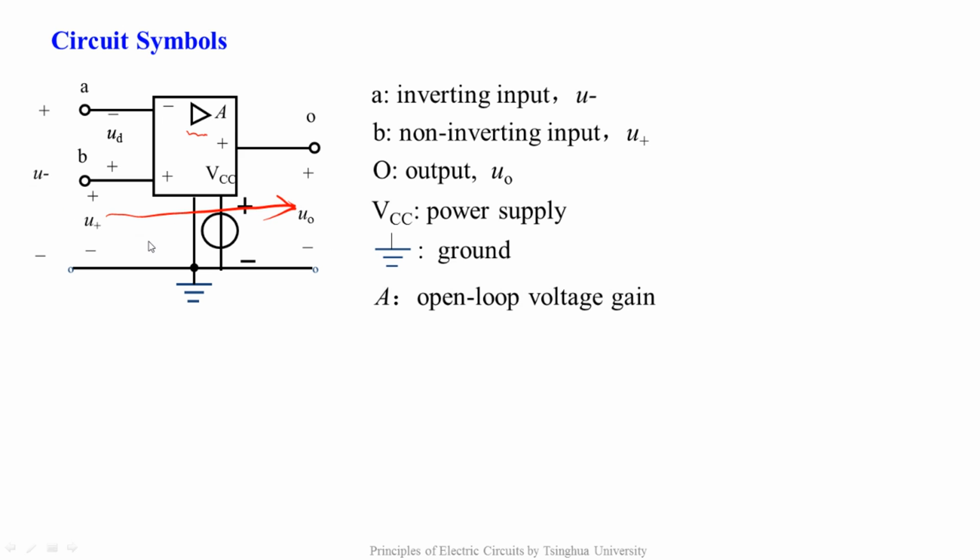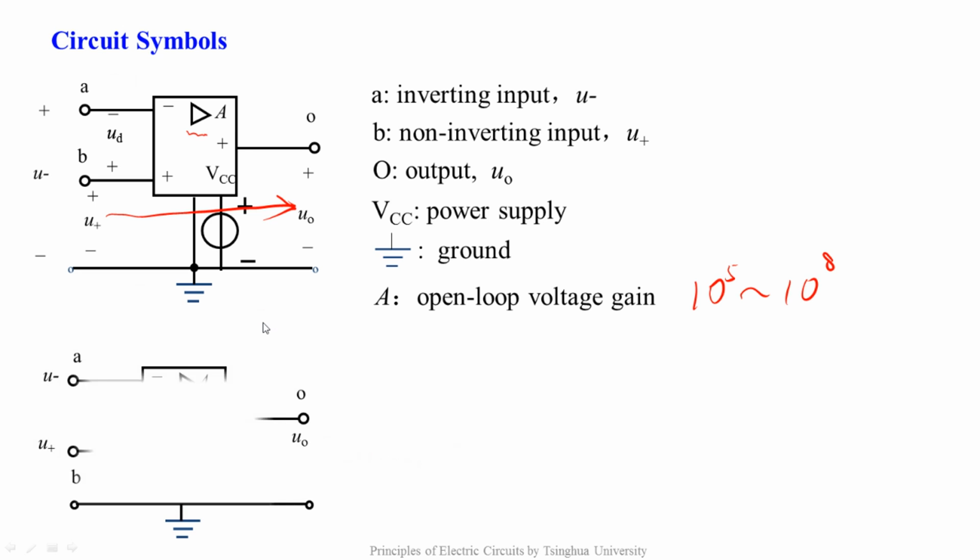Capital A is the open loop voltage gain. Usually, its value is very large, whose order of magnitude is about 10 to the 5th to 10 to the 8th. For simplicity, the circuit symbol can be simplified further like this. Its ground and power supply terminals can also be omitted.